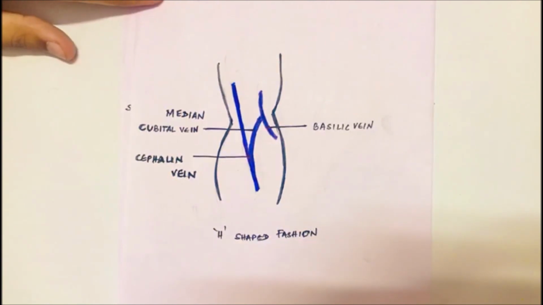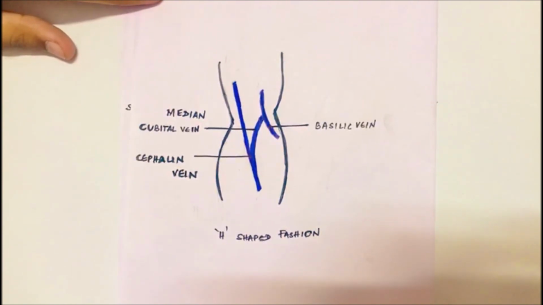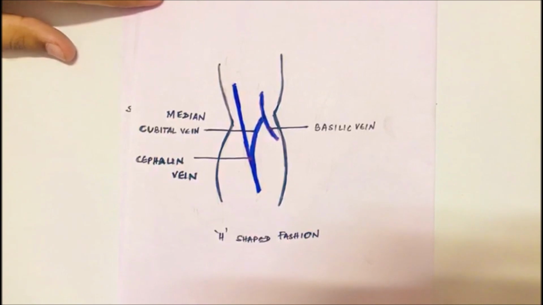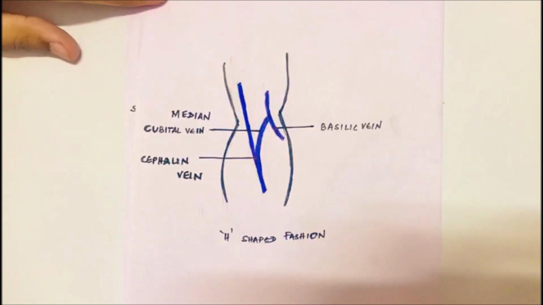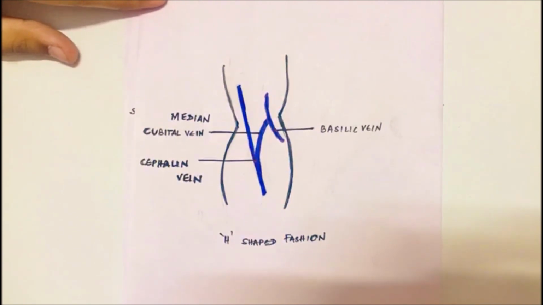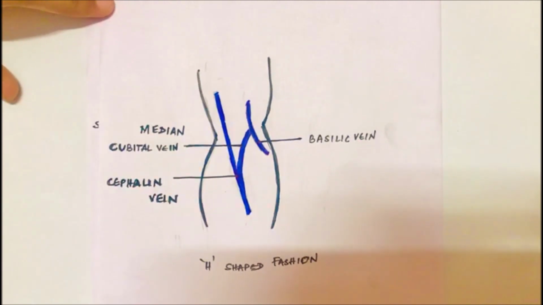The important features of the medial cubital vein are: it receives the median vein of the forearm, it shunts the blood from the cephalic vein to the basilic vein, and the relation from superficial to deep is the skin and fascia, bicipital aponeurosis, and the brachial artery. The tributary of the medial cubital vein is the median antebrachial vein.